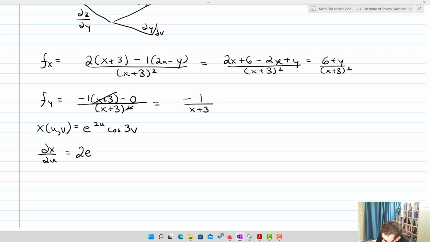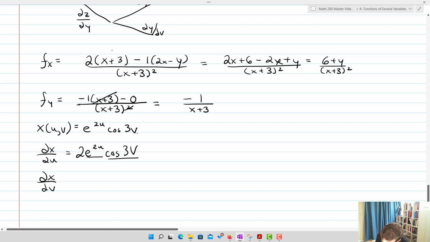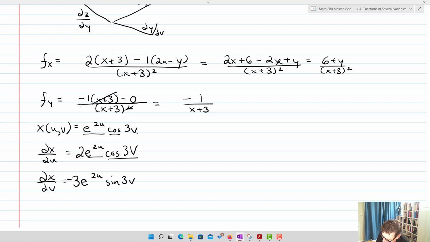And so that's going to be 2e to the 2u, and then cosine 3v has no u's in it, so it's just going to be cosine 3v. So this ends up being 2 cosine 3v times e to the 2u. Or actually, I'll rewrite it as 2e to the 2u at the front, with the trig function at the back. For dx dv, e to the 2u is just going to act as a constant because it's a function of u only. Cosine 3v is going to end up equaling 3 times negative sine 3v, or negative 3e to the 2u sine 3v. There we go. Negative because we've got a positive cosine here, so it's negative sine. So that's dx dv.